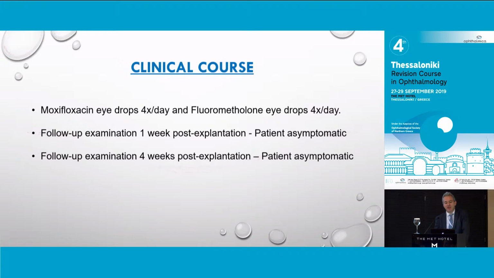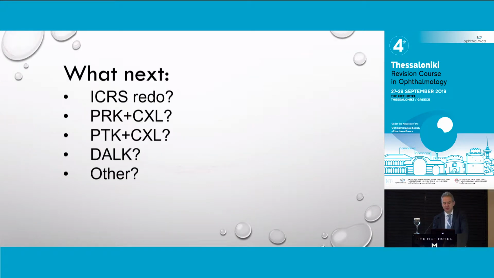He had prophylactic treatment with moxifloxacin and fluorometholone drops. One week post-explantation, the patient had no symptoms at all. Four weeks after explantation, the patient was doing fine. And the question is now, what are we doing next? Reimplant, redo a ring implantation, PRK with cross-linking, PTK with cross-linking, whatever surface ablation with cross-linking, DALK, or something else?